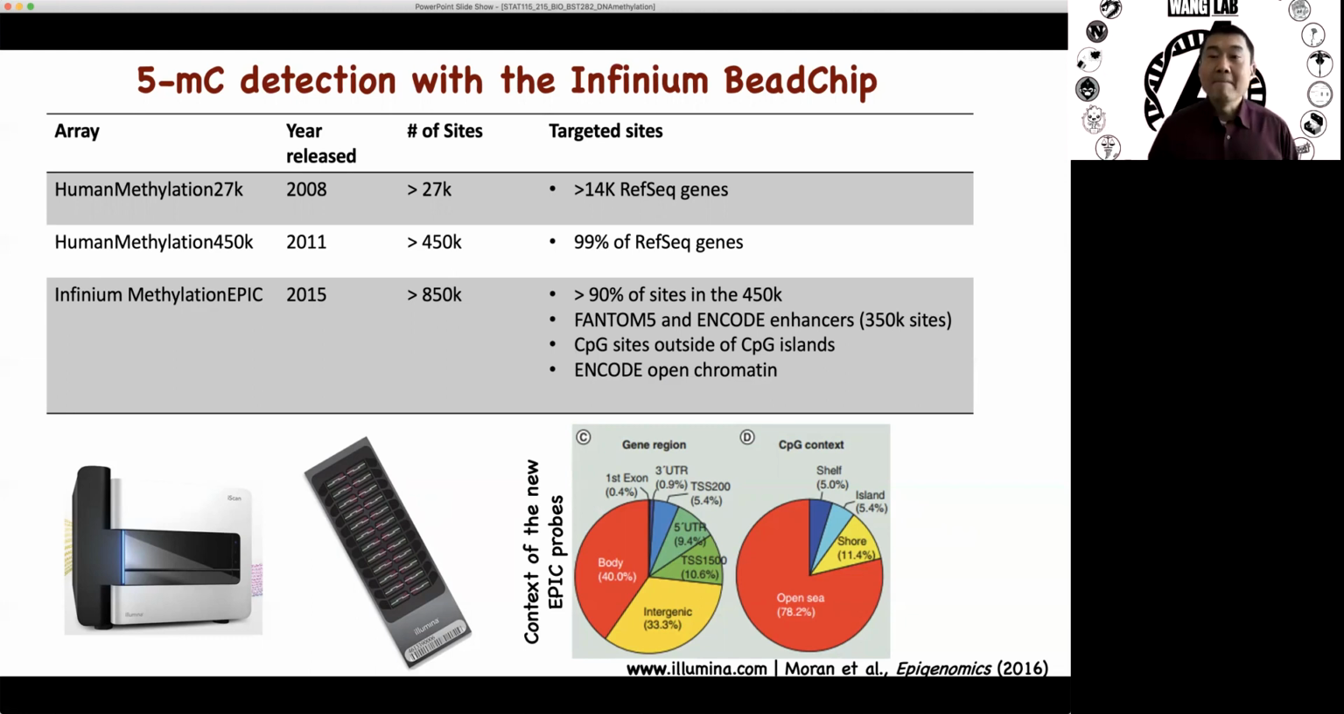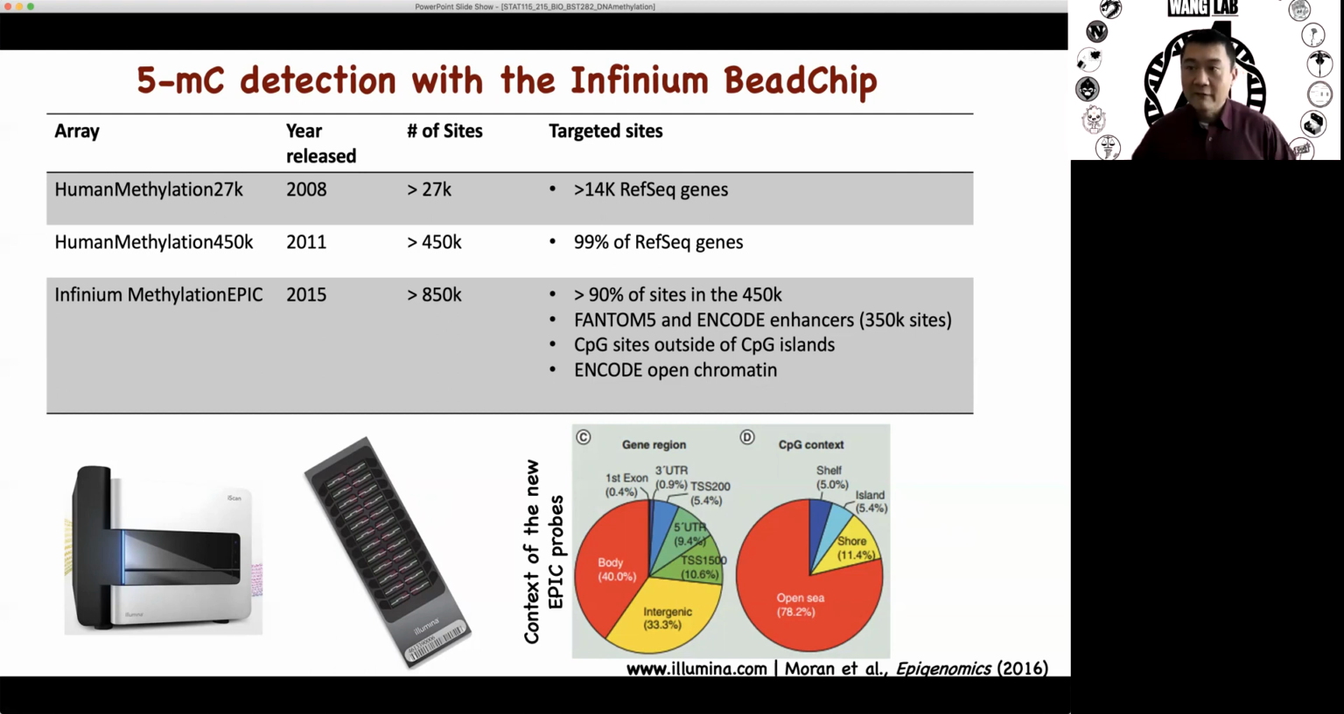There are 28 million, right? So you're not getting all of them with this array. The other thing is, so far commercially, just the human array is available. They've made a mouse array. It took years, but finally they made one. I think it's going to become available very soon, if not already, right?